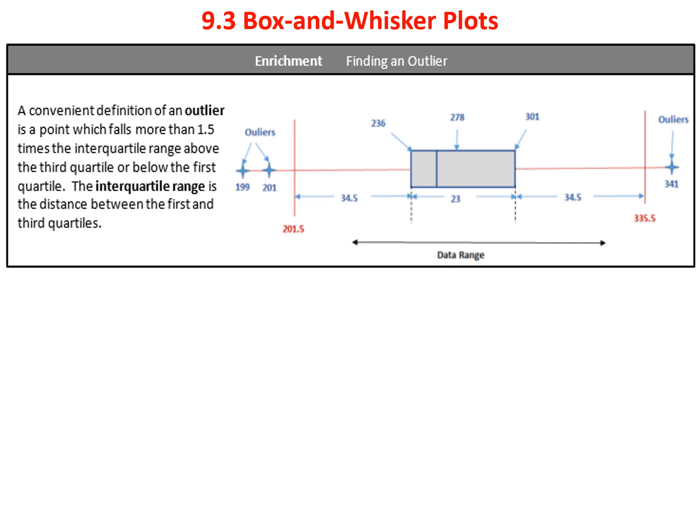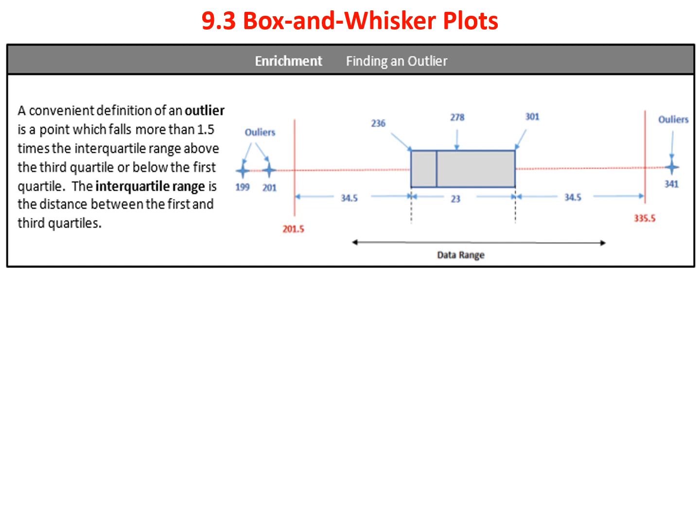How would you measure that? One person would say, well, that's not as high, and the other person would say, oh yeah, that's really high. Is there a way? I'm going to give you one method, and there are several methods for determining an outlier. A convenient definition of an outlier is a point which falls more than 1.5 times the interquartile range above the third quartile or below the first quartile.